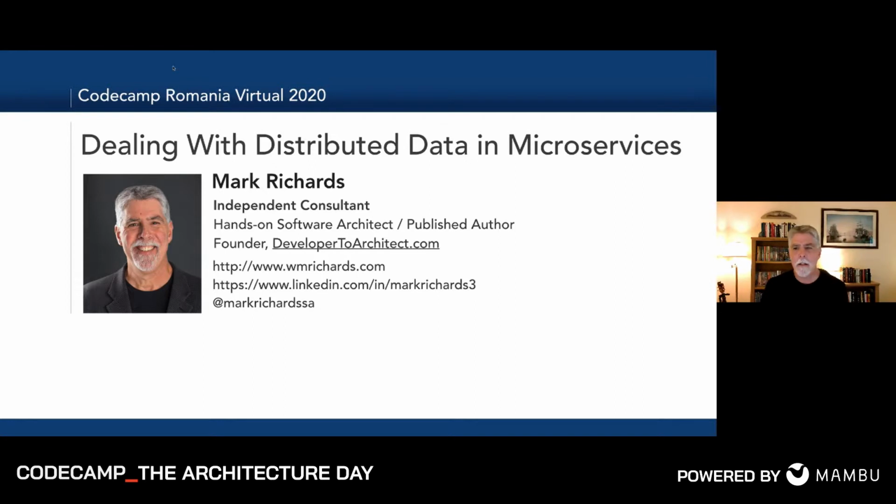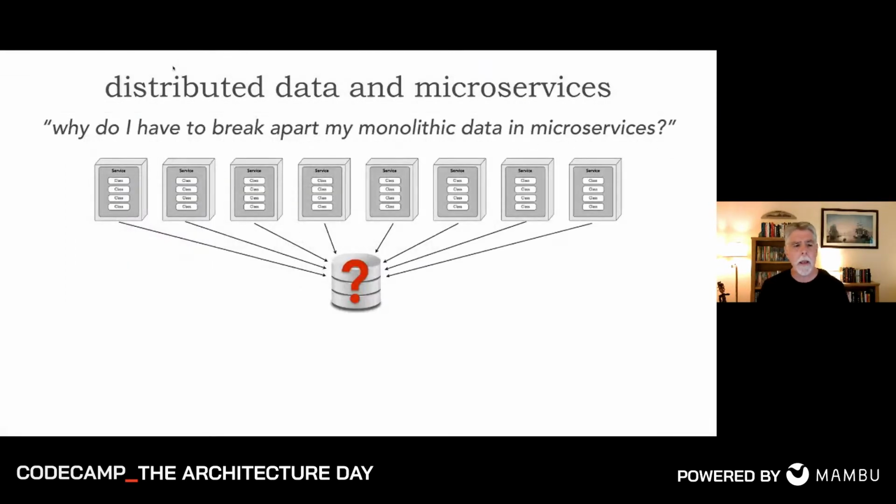All right, let's talk about data and microservices. I want to address two main questions here. The first one is the question we all talk about when we start doing microservices: you've got to break up data. I want to ask why I really have to break apart my monolithic data in microservices, and show you four main drivers of why it's necessary when we enter into this architecture style.